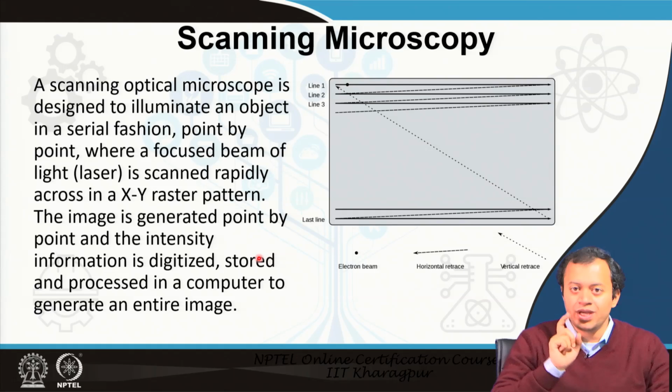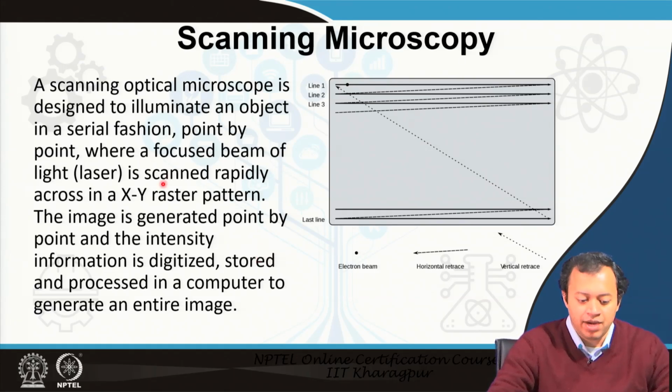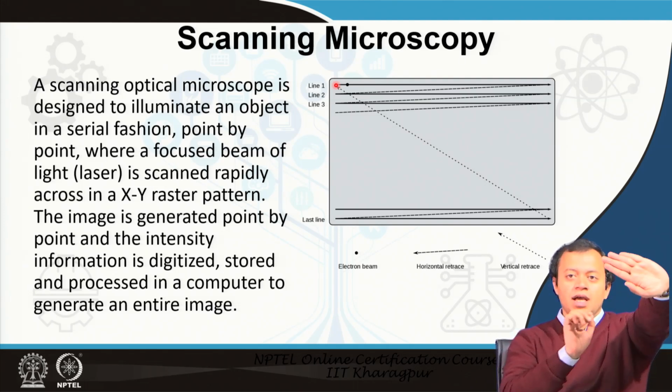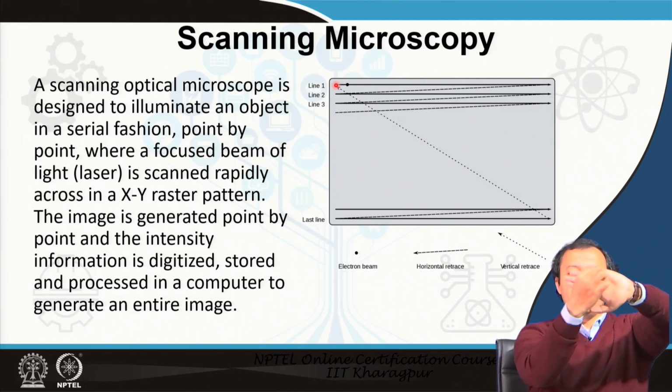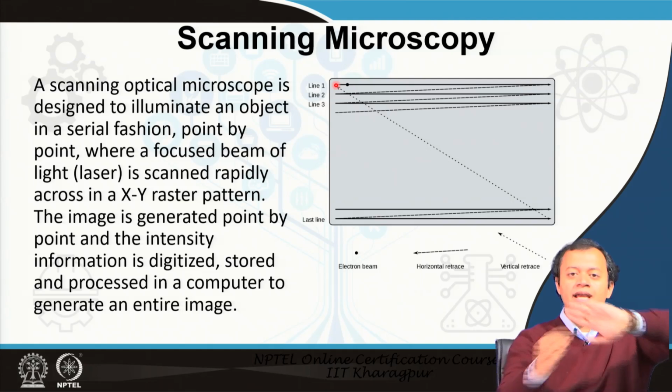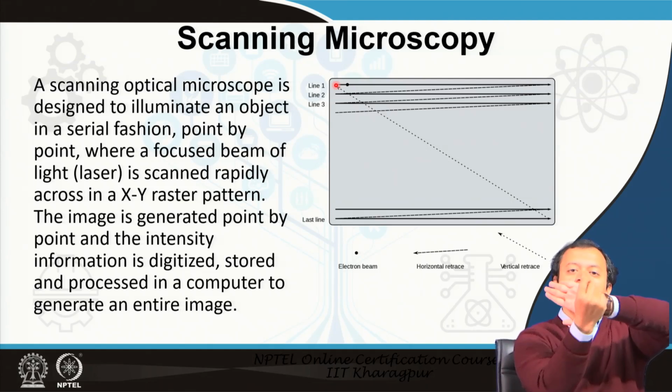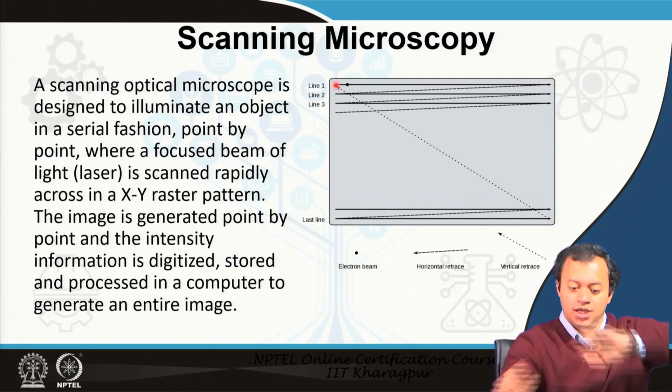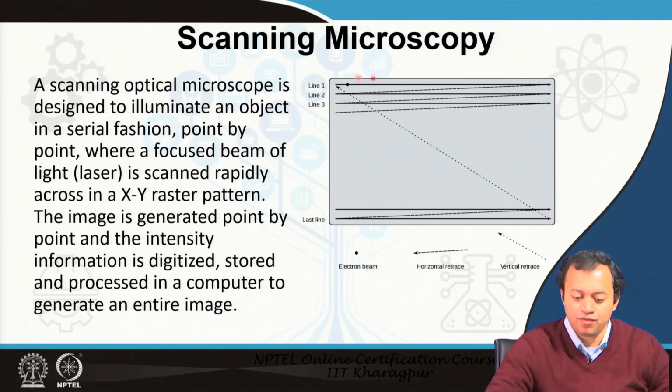So, what we can do, we can scan it. In an optical microscope, usually a laser light is used as a point. So, if this is your entire sample, you illuminate specific areas of the sample in an xy direction using a point source of light. So, this is your point source of light.